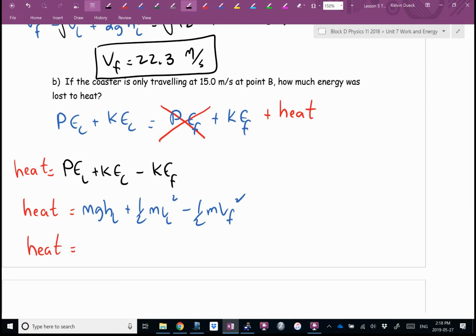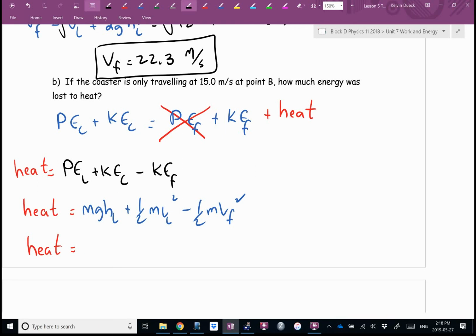How many terms are there here? 4. Is there an m in everything here? No. So does the mass cancel this time? So in real life, if you lose a lot of energy due to friction, you might not make it through the track. But as long as we grease them down, we're good. Okay?